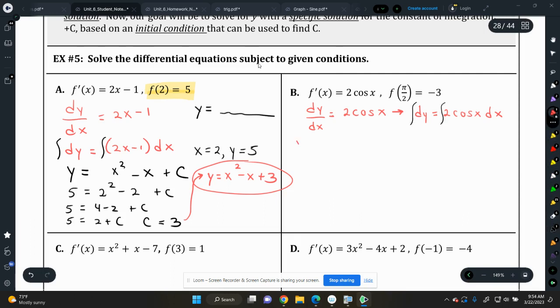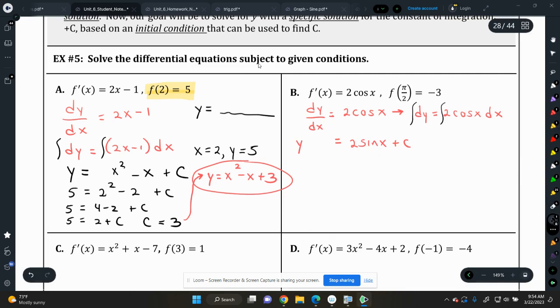So, technically, when I integrate the dy, this is actually y plus c. But I don't have to have a plus c on both sides. This is y plus c, and then I get 2 sine x plus c. Well, I can combine my constants and just put the constant on one side. So I just leave it as y.